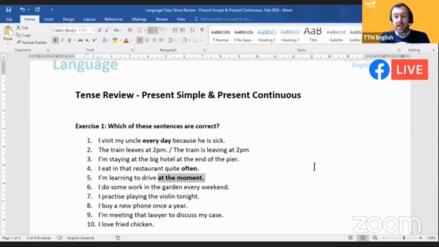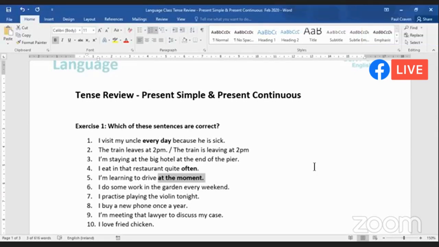Because we could say, at the moment, I am speaking to you. But I could also say, at the moment, I'm living in Manchester. So at the moment could be specific for this moment, right now, or it could be generally in my life. It's a nice phrase. I'm learning English at the moment.